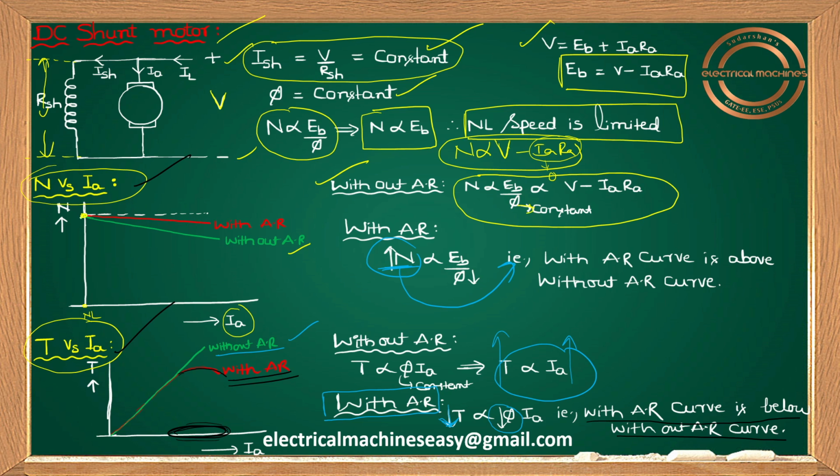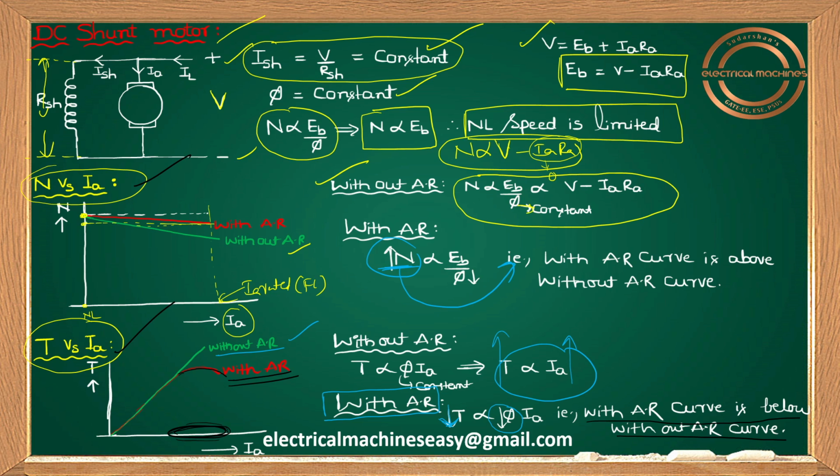So no load speed is this much. And what about with armature reaction? With armature reaction, let me take it at IA rated. IA rated value means, indirectly, nothing but the full load condition only. Okay. So no load speed is this much. Full load speed means how much? Almost this much, this value.